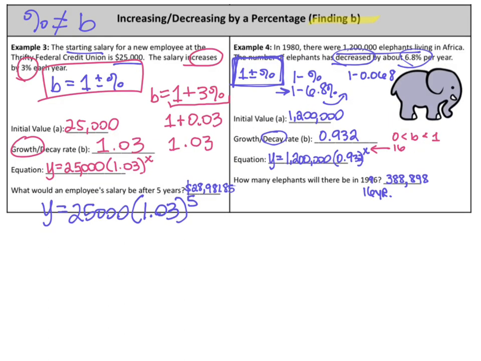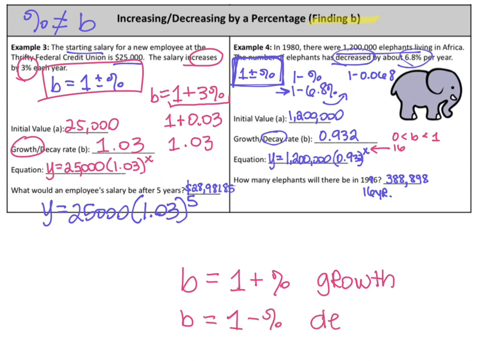Where you have to be tricky is where you're given a percentage. To get your B value, take the percentage and add it to 1 for growth, or for decay, subtract the percentage from 1. Either way, it's going to be revolving around 1, but that's going to get you, remember, B being greater than 1 or between 0 and 1. Okay, let your teacher know if you have any questions.